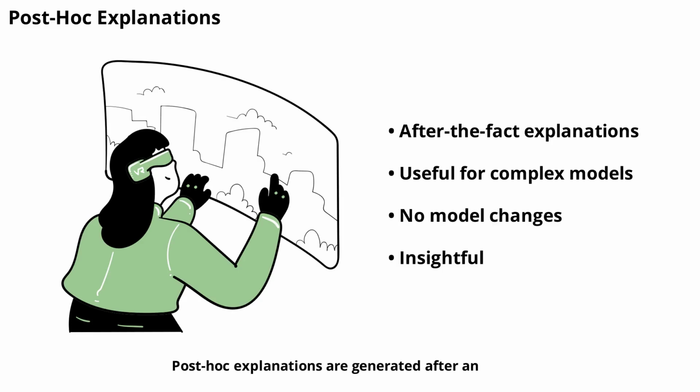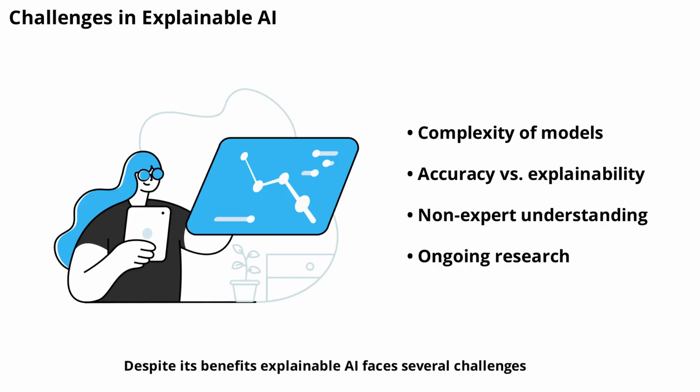Post hoc explanations are generated after an AI model has made a decision. These explanations don't change the underlying model, but provide insights into why a particular outcome was reached. Post hoc methods are especially useful for complex models like neural networks, where the internal logic is difficult to interpret directly. Despite its benefits, explainable AI faces several challenges.